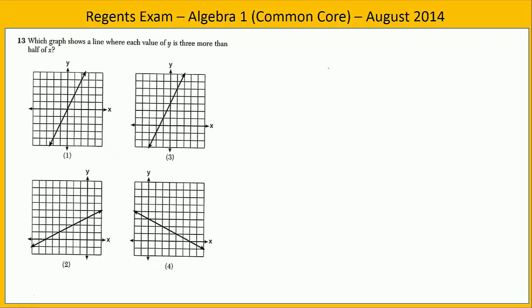Problem 13 asks which graph shows a line where each value of y is 3 more than half of x, and we're given 4 graphs to choose from. There's a couple of different ways we could approach this. The first is to think algebraically. Y is 3 more than half of x. We can write an equation where y equals 1/2 x plus 3, half of x plus 3 more. Which graph matches this? We have a slope of 1/2 and a y-intercept of 3. Look at the graphs carefully, and we see that choice 2 has a y-intercept of 3 and a slope of positive 1/2. Choice 2 is our answer.